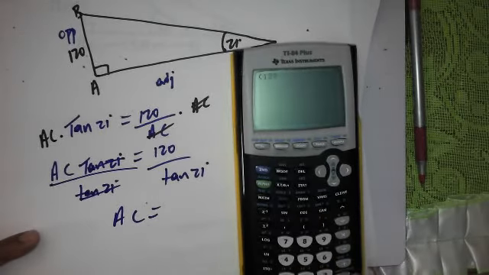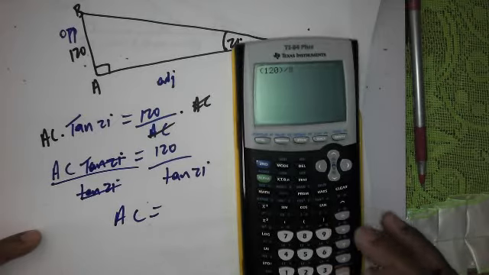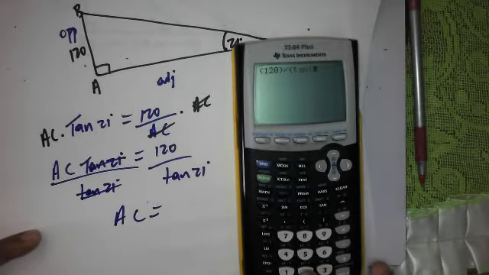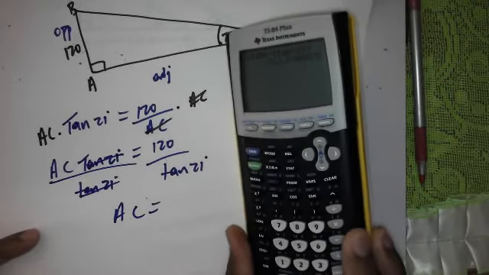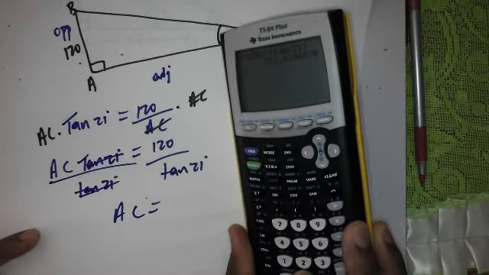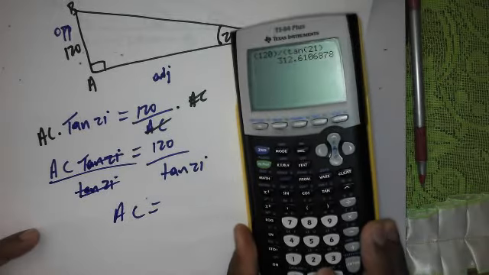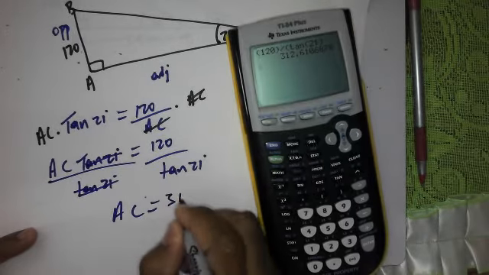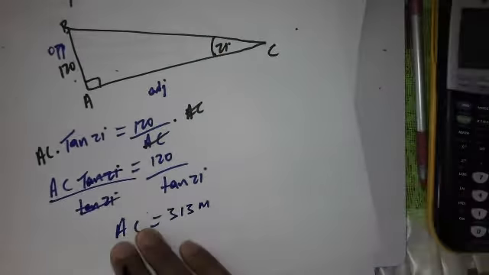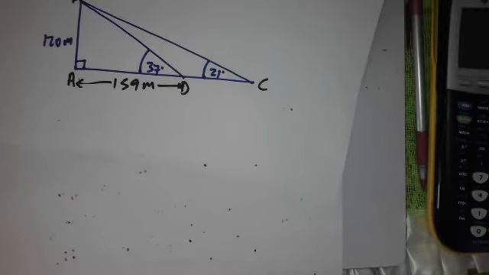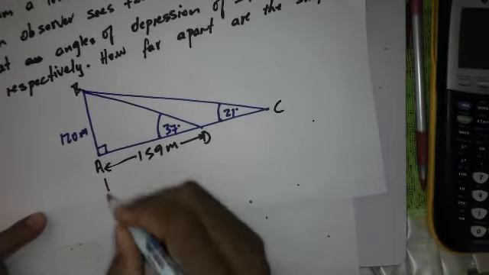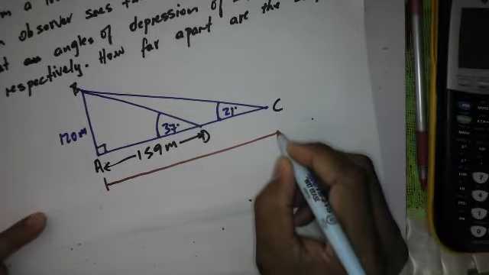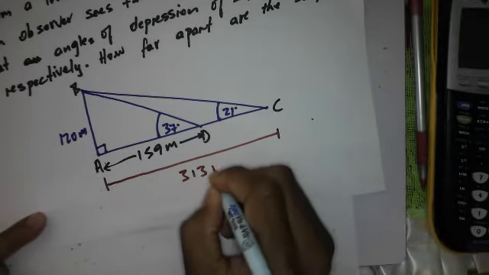So AC would equal, and let's put this in our calculator here. It is 120 divided by tan 21 degrees, and that would give us 312.61, but I'm going to keep that to the nearest whole as well, so that would be 313. That would be 313 meters. Now I'm going to put it on my larger diagram just the same. My entire distance from here to here is 313 meters.